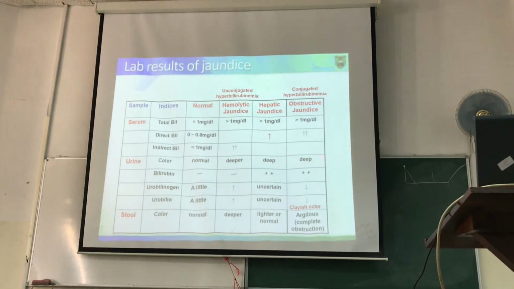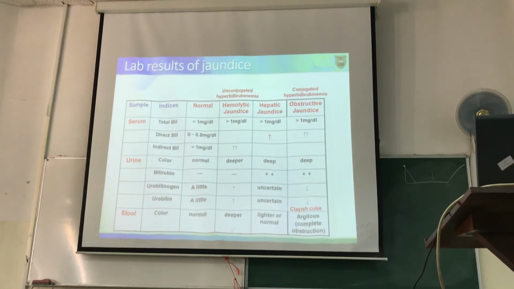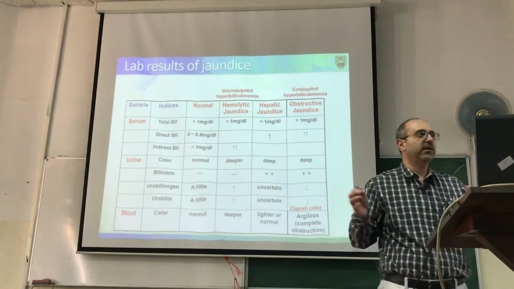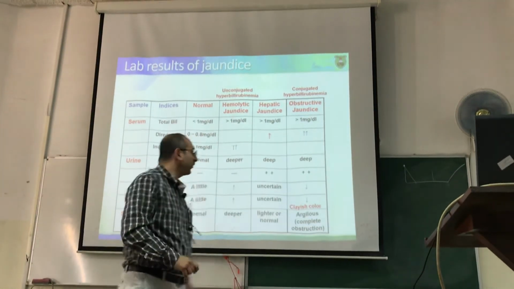Now, if you look at the other indications, direct or the conjugated bilirubin would increase. The urine color would look dark. What else? Bilirubin would also be high in urine. Urobilinogen would be low because bilirubin is not being converted to urobilinogen in the large intestines. And the stool would look clayish color. I tried to look for a nice table that summarizes everything in a logical way, and that was what I could find, except for this word, argillus.